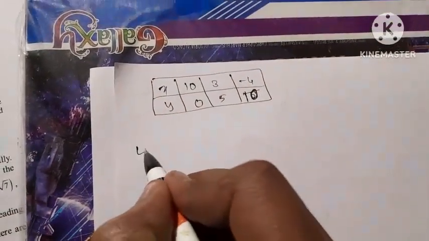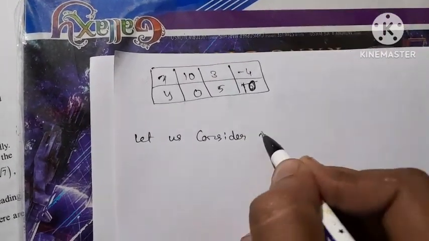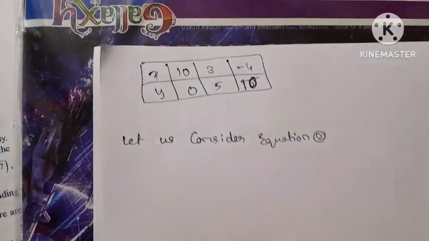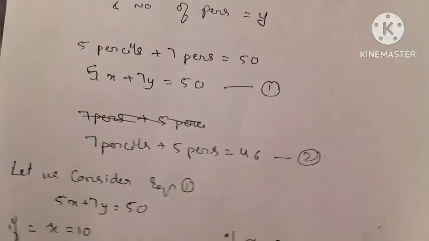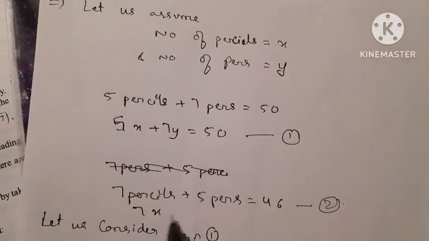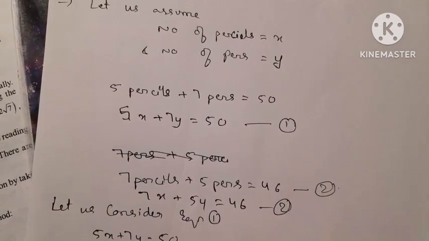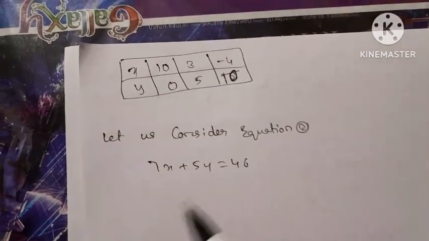So let us consider equation 2. What is the equation 2? 7x plus 5y equal to 46 is equation 2.